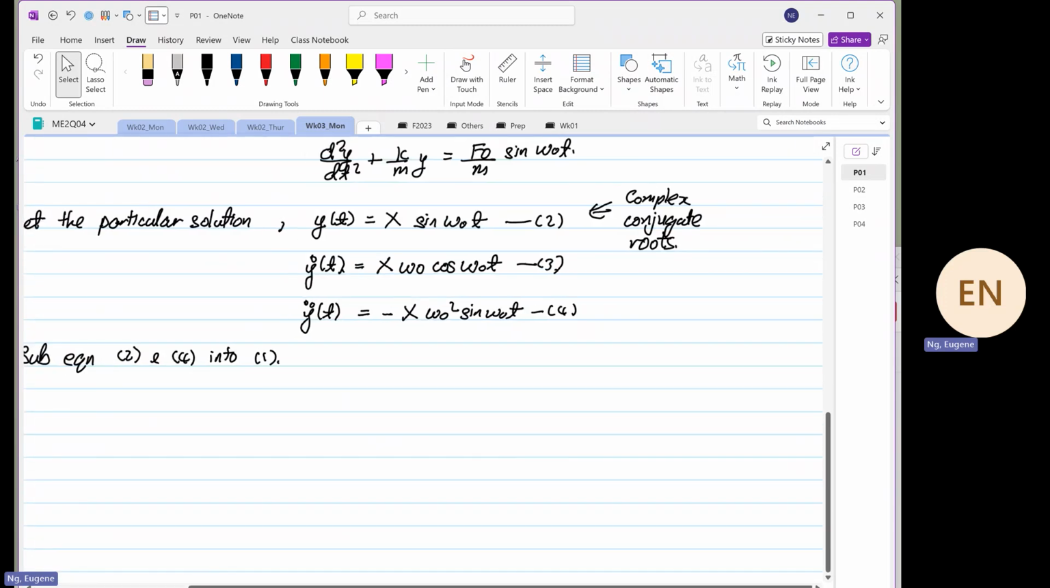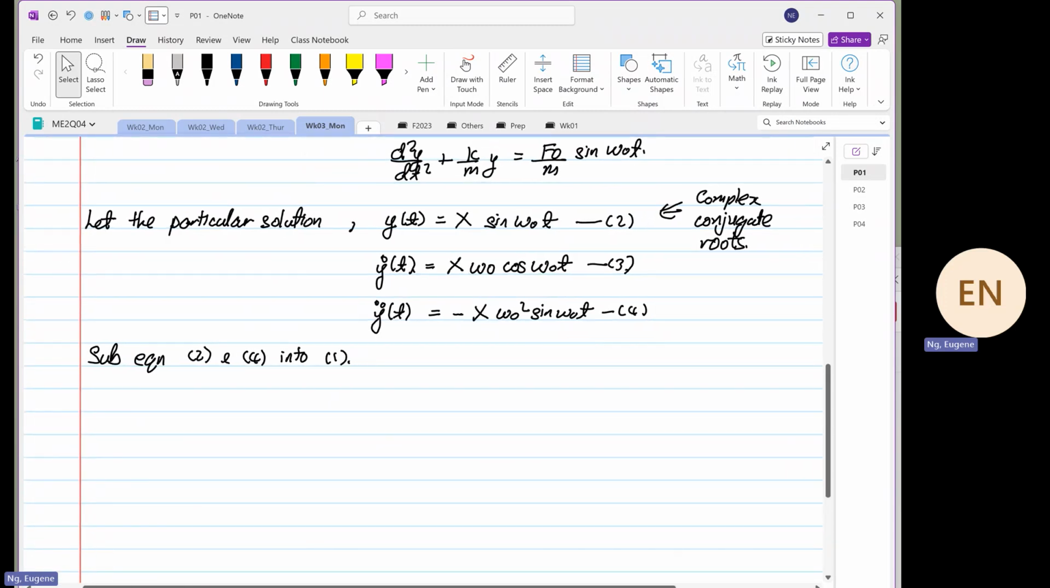So when we do this, we will have this form. We have x times minus omega naught squared sine omega naught t, then plus k over m times y, which is x sine omega naught t. And then the whole thing will be equal to F naught over m sine omega naught t.